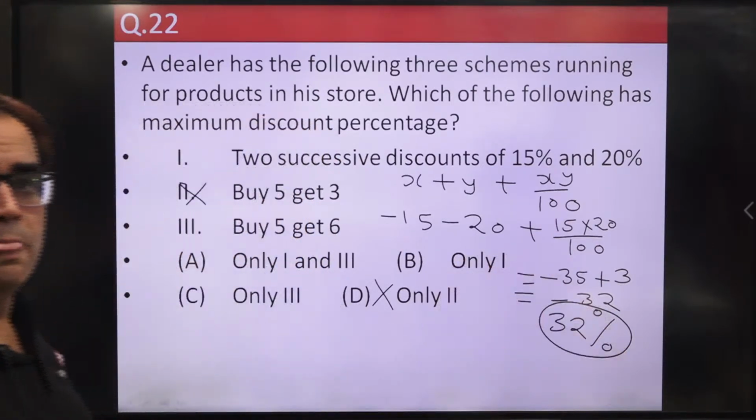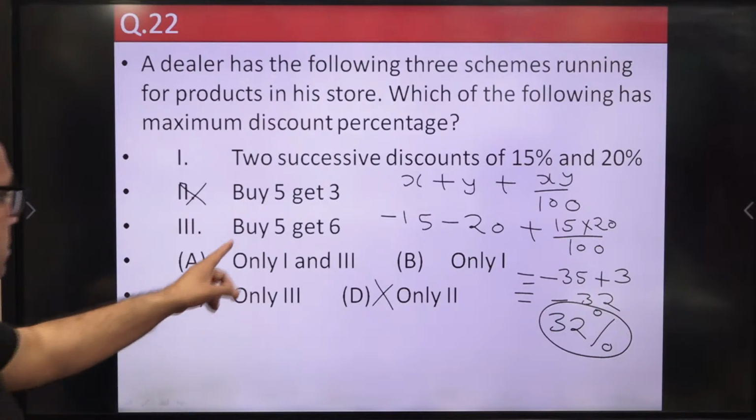Now, what will be the discount in this case? If you buy 5 and get 6 more, the cost price of 1 is X. Now the shopkeeper is giving you 11, 5 plus 6, 11. So you are getting 11x, that is the price of 11, and you are paying only for 5x.